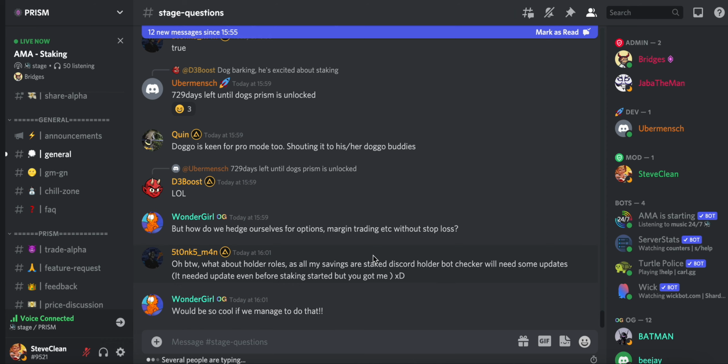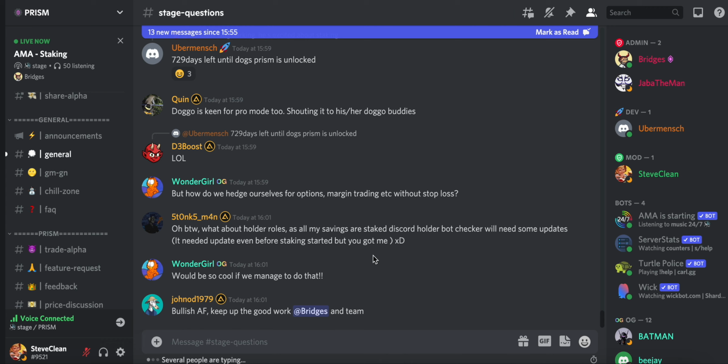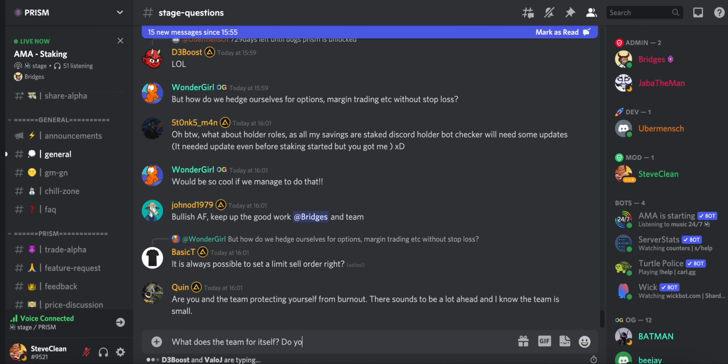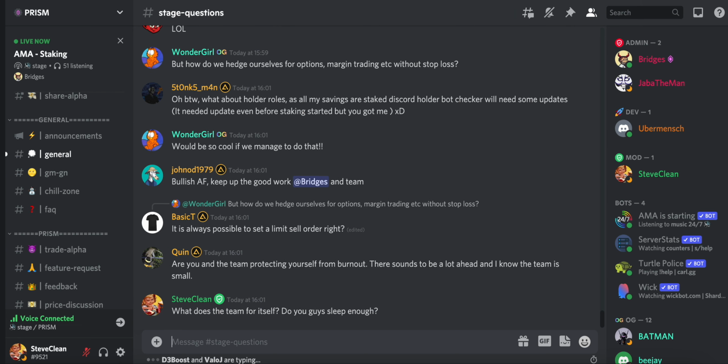Stonks says, what about holder roles? As all my savings are staked, the Discord holder bot checker will need some updates. It needed an update even before staking, but you got me. Yeah, so basically, since the staking is already up and running, we're going to switch the holder role to staking only. So not only holding, but you need to stake to get the holder role. That's how it's going to work.